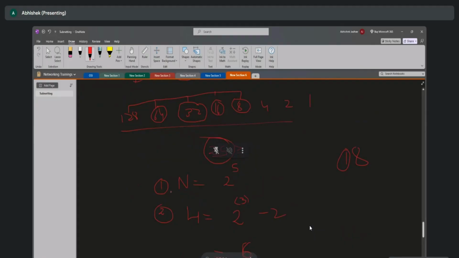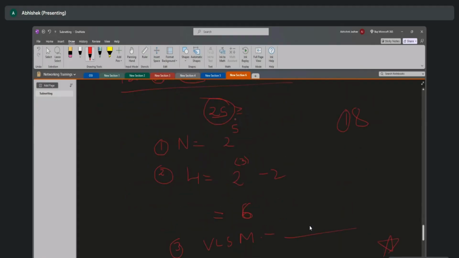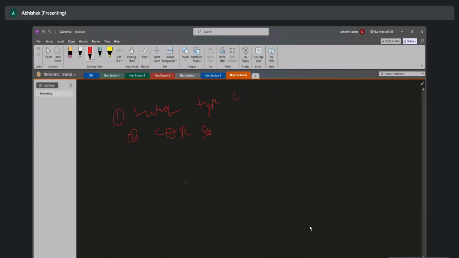So for that 64, it's 2 to the power of 6, and it will come 6 here. Then you are remaining with 2 bits here, 2 to the power of 2 minus 2. What will be the value? 4 minus 2, so 2 host bits. So that's done.